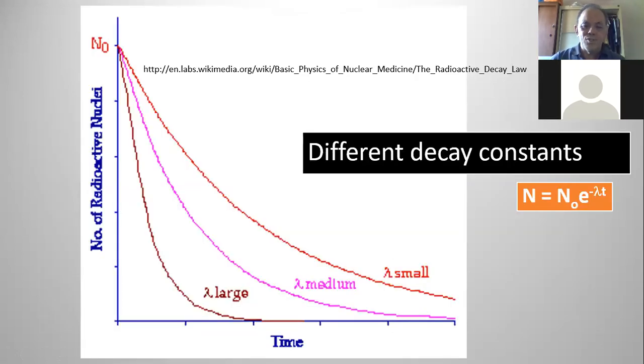Okay, so it is a curve. If lambda is small, then it'll be flatter, and if it's large, it decays faster. That's what it means by decay constant lambda here. If the decay constant is small, it decays slower. If it's larger, it decays faster.